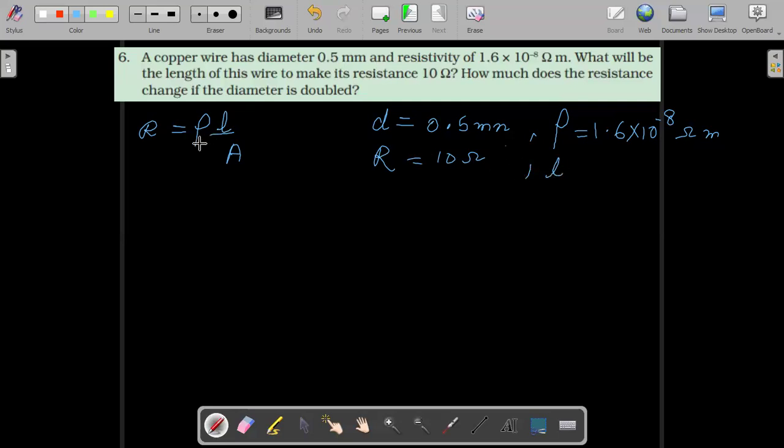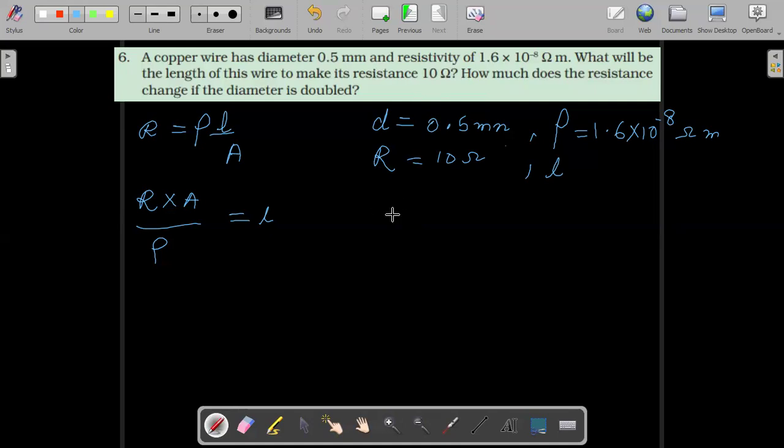Obviously we'll take the help of the formula R equals rho L by A. R is given to us, rho is also given to us, we need to find L. So length will be equal to resistance multiplied by area divided by resistivity. But one thing we need to see here: we are just given the diameter of the wire. Once we have the diameter, we can find the radius and then the area. But we have to find this in meters square.